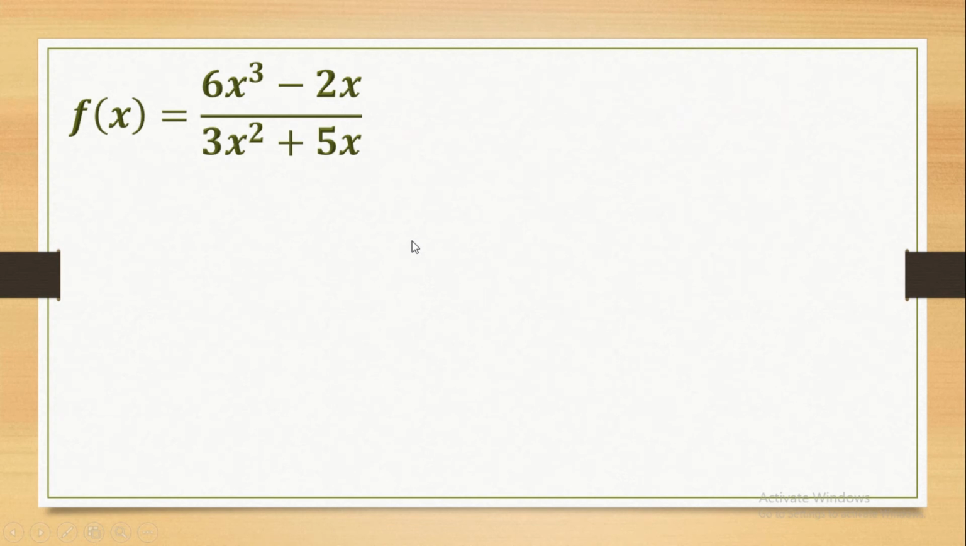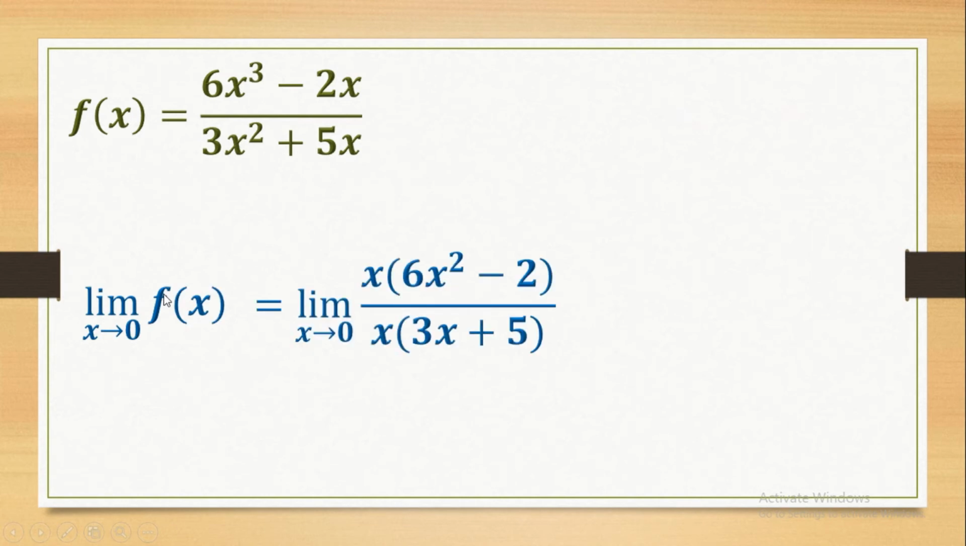If you know something, we can factorize on both numerator and denominator, we can take x as a common factor. Then the limit of f of x at 0 is equal to the limit at 0 of x into 6x squared. What remains for us on the first term? We have taken x as common. Then what remained from 6x cubed? We are still having 6x squared. Minus, we copy it. We have taken x as common. What remained for us? 2. So it's x into 6x squared minus 2. Similarly, on the denominator, we can take x as a common factor.